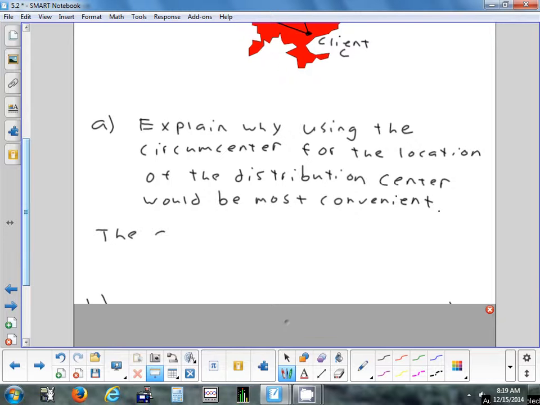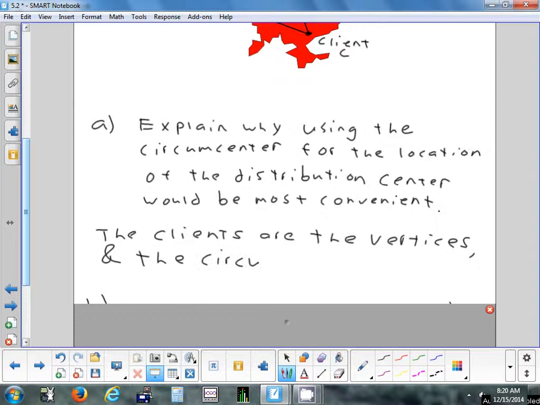So clients are the vertices, and the circumcenter is equidistant from the vertices.